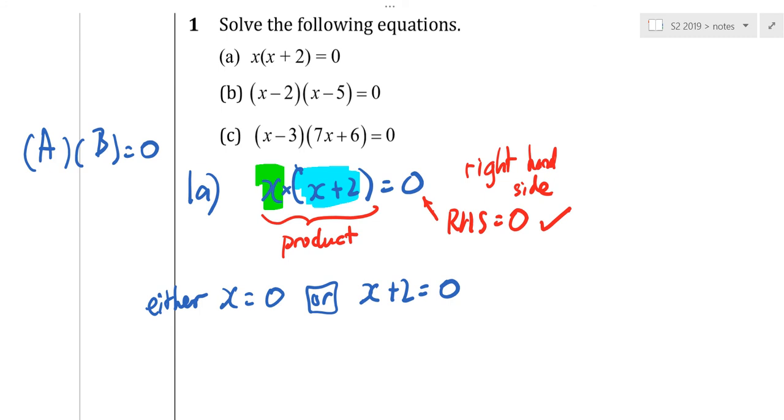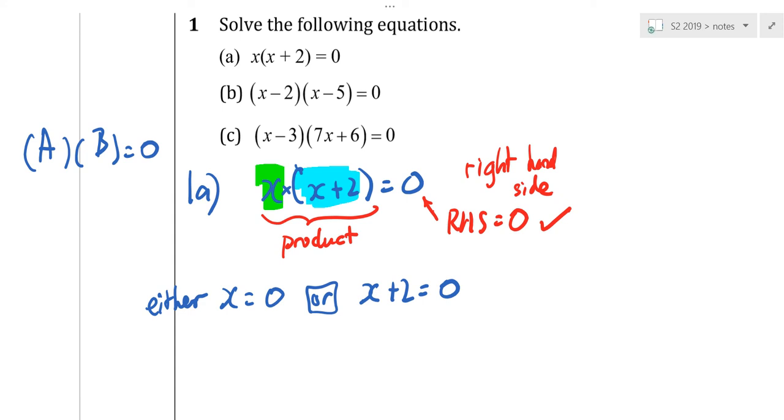I challenge you again. If B is 9, what is A? 0. Do you understand? Because the product is 0, one of it must be 0, because 0 times any number is 0. Do you understand? Does it help if I write the sentence now?